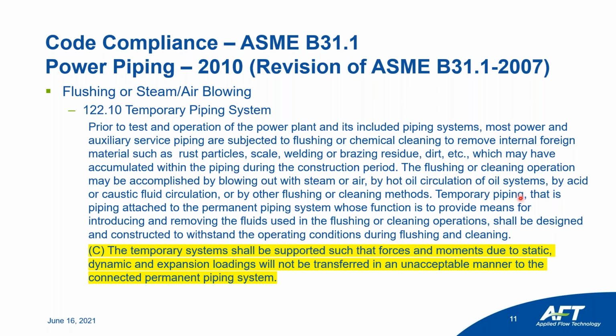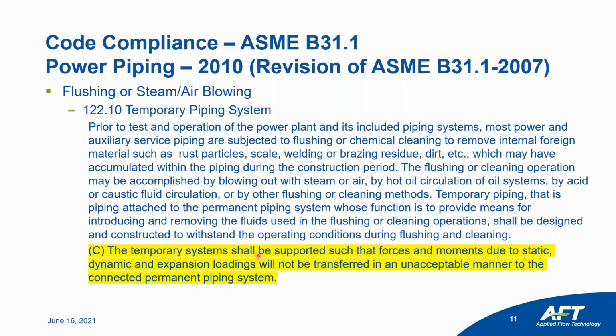Temporary piping, that is piping attached to the permanent piping system whose function is to provide means of introducing and removing the fluids used in the flushing or cleaning operation, shall be designed and constructed to withstand the operating condition during flushing and cleaning. So now that's why we talk about operating a temporary piping system, because it's the one used in steam blowing. And in section C, it refers to what the designer should consider.